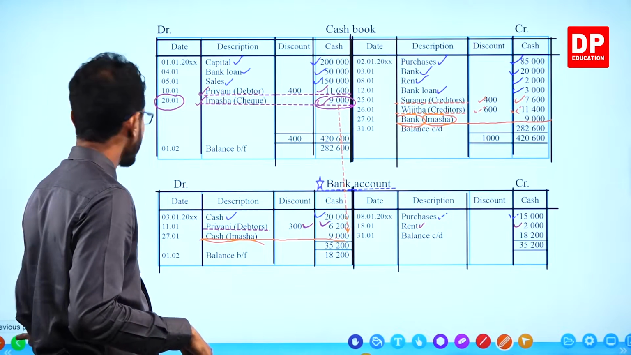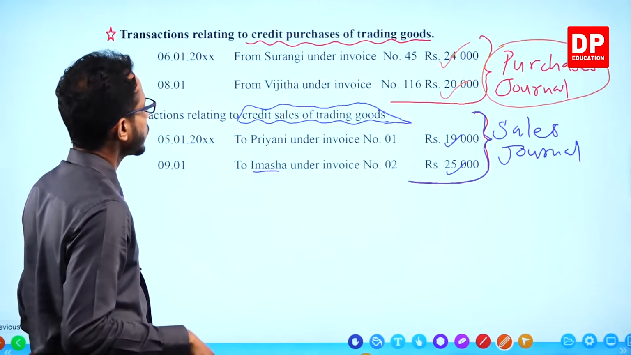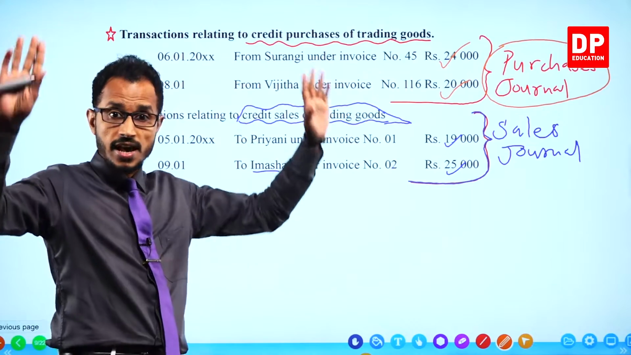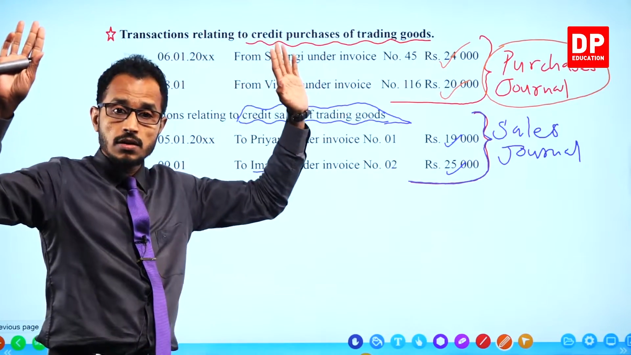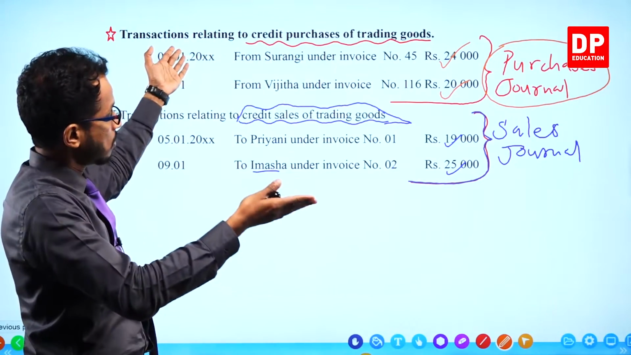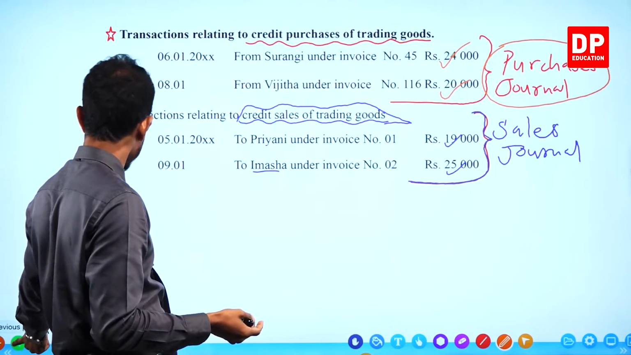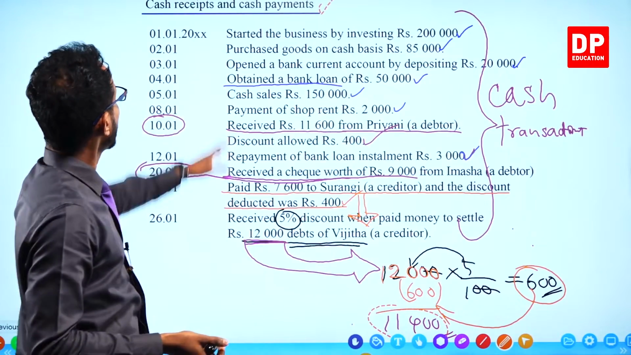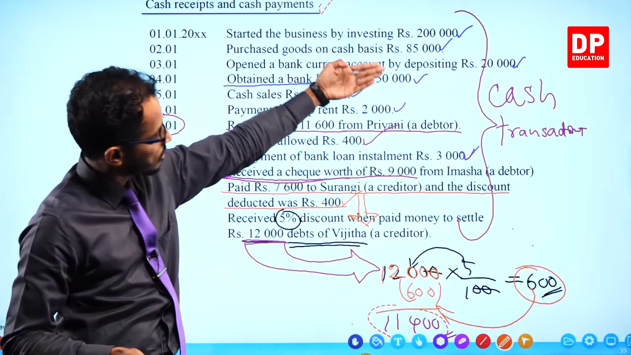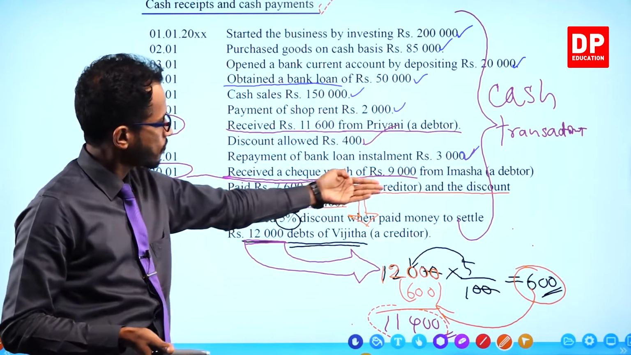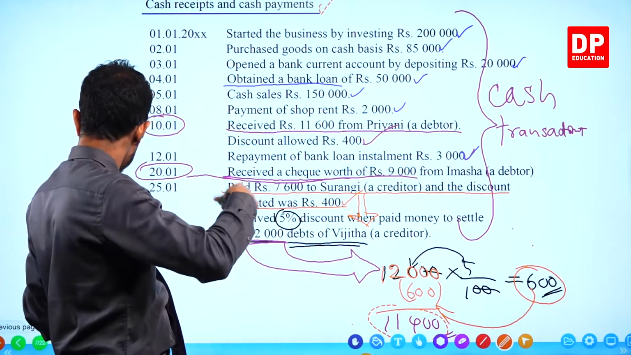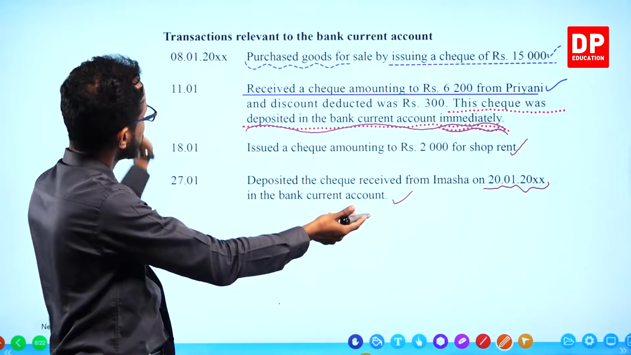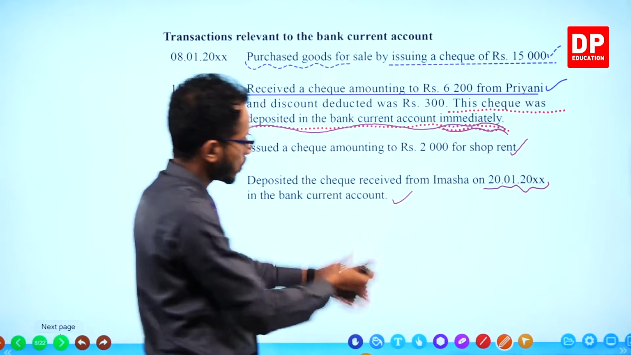All right. Children, I think we are done with all the transactions, yeah? Yeah. We are done. We recorded all the cash transactions in the cash book. We recorded all the bank transactions in the bank book.